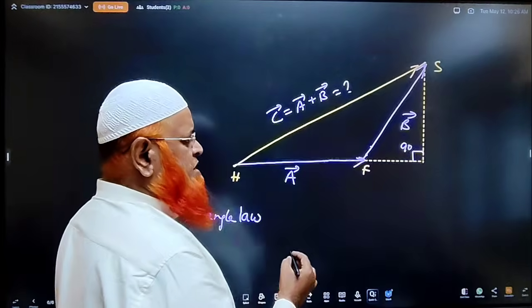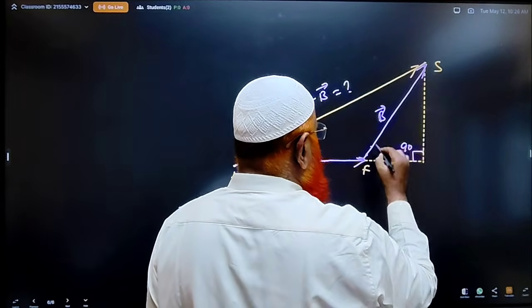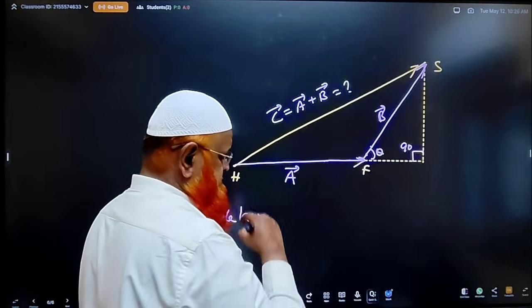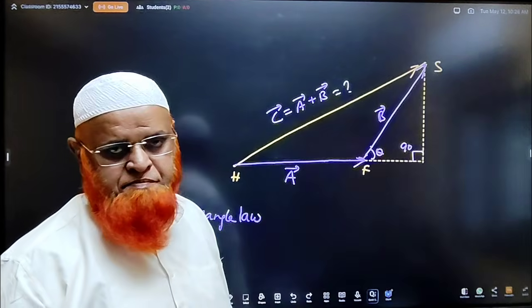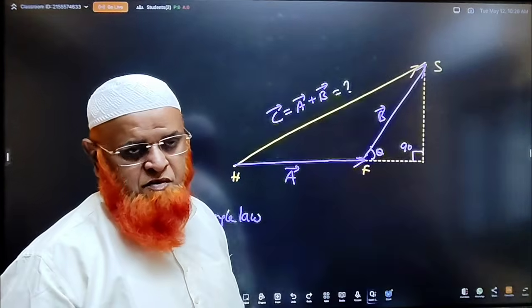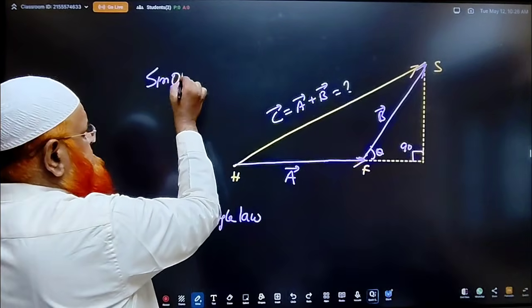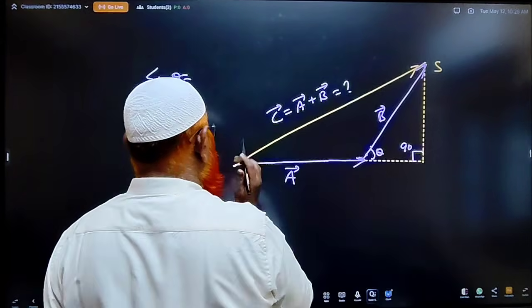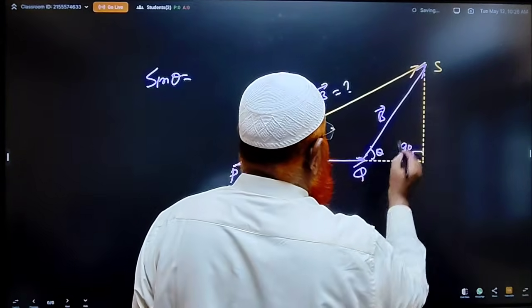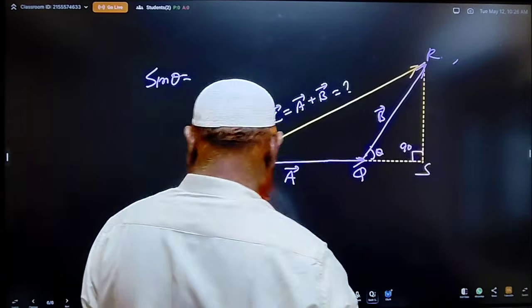Okay. So you should remember one thing. Let us take this B. This is going to be B bar, which is making a certain angle theta here. I don't know what is the value of this one and this one. But I know what sine theta is. Let us take this as, for example, P, Q, R, and this is S, let us imagine.